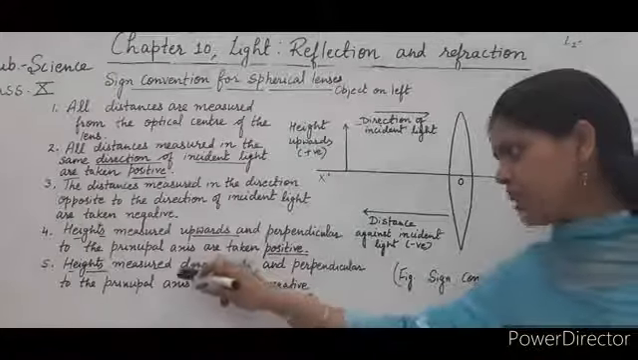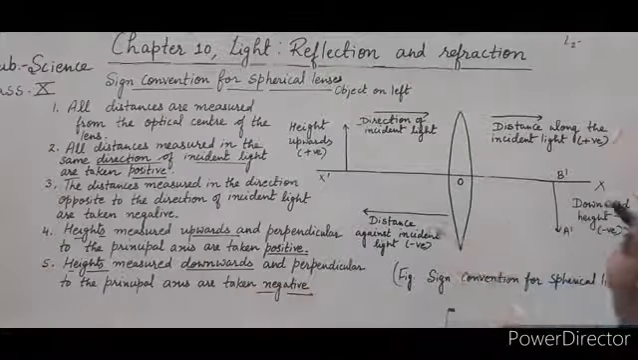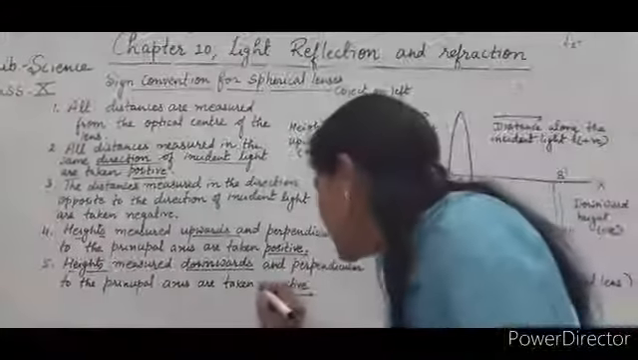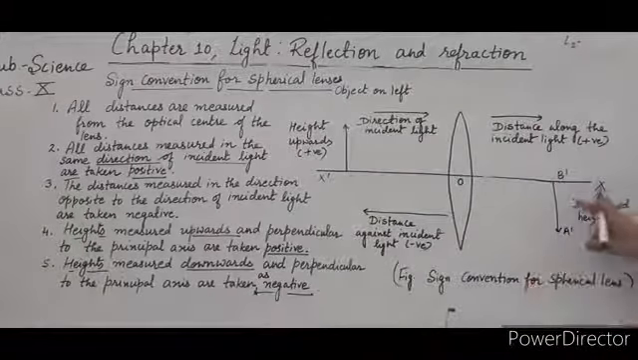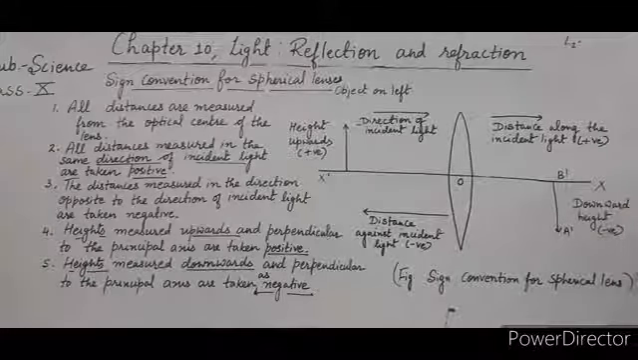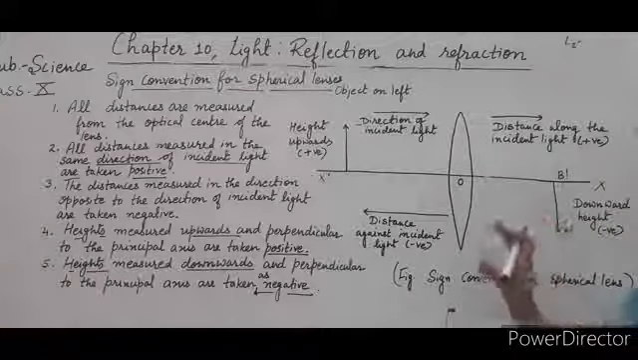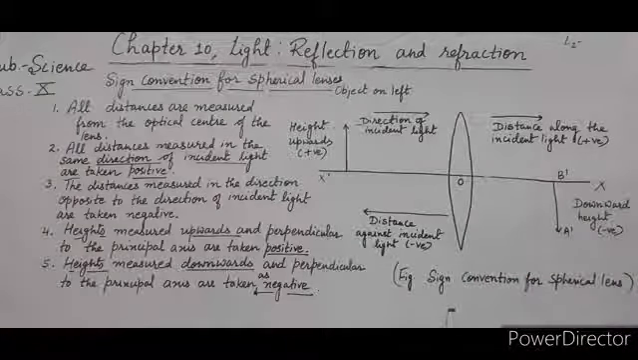The heights measured downwards and perpendicular to the principal axis are taken as negative. So the heights below the principal axis are taken as negative. The downward heights are taken as negative. So we have to keep in mind this sign convention while dealing with spherical lenses.